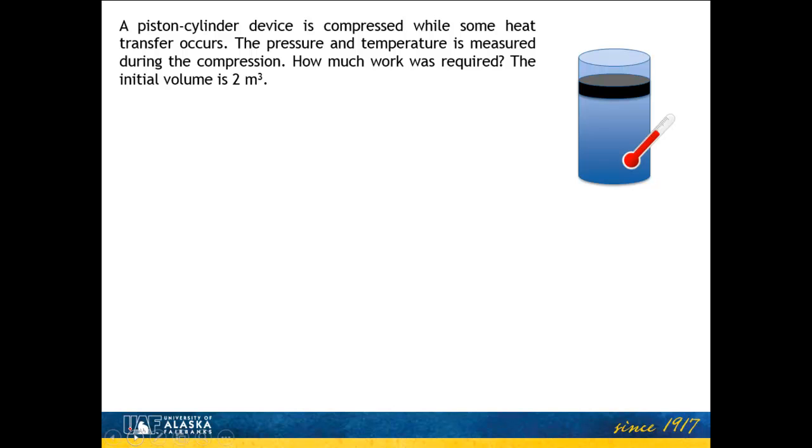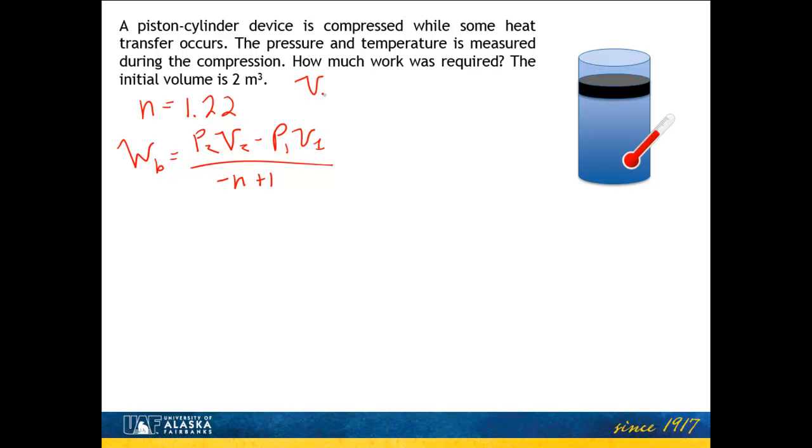All right, so let's go ahead and continue on with our problem. So we saw that n is equal to 1.22 in this problem. And we saw in the video that the equation for boundary work for a polytropic process is P2 V2 minus P1 V1 all over minus n plus 1. So we need our big volumes. We had little volume on the previous slide, so let's go ahead and calculate what that is.